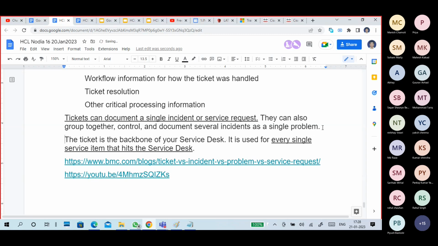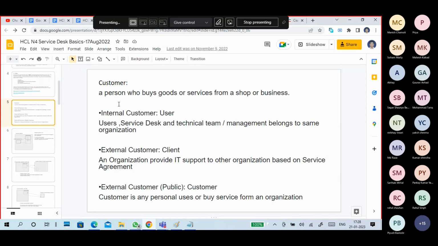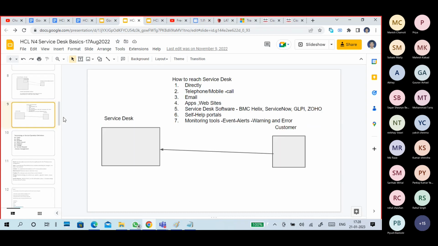Sir, for generating a ticket, do we always have to use email, or sometimes another platform? Yes, that part is also there. So that is how to reach the service desk. It means how the service desk receives information. Once it receives information, service desk people will create a ticket. Someone has to reach you in some way, then only can you create a ticket.